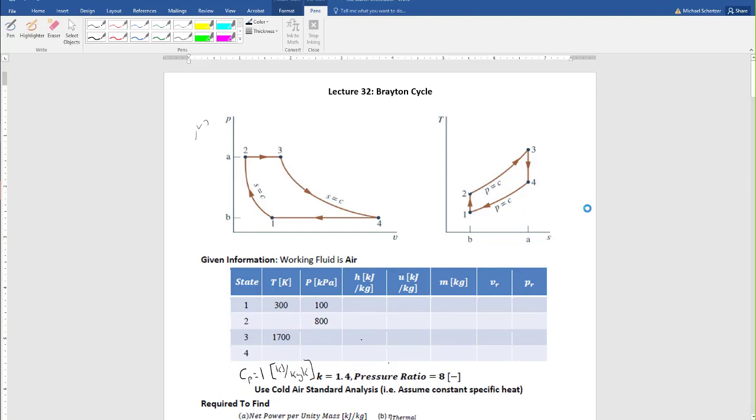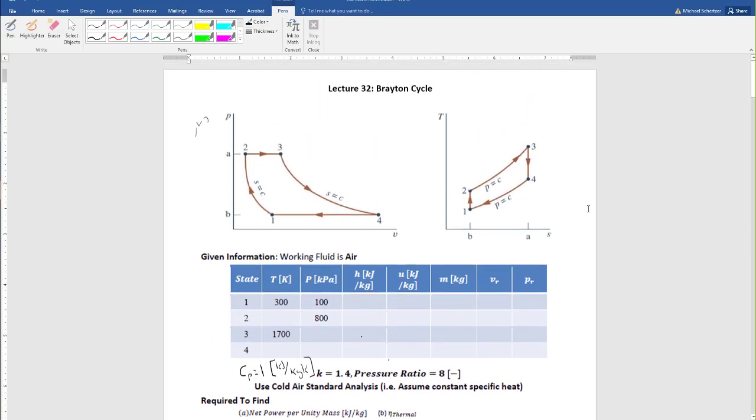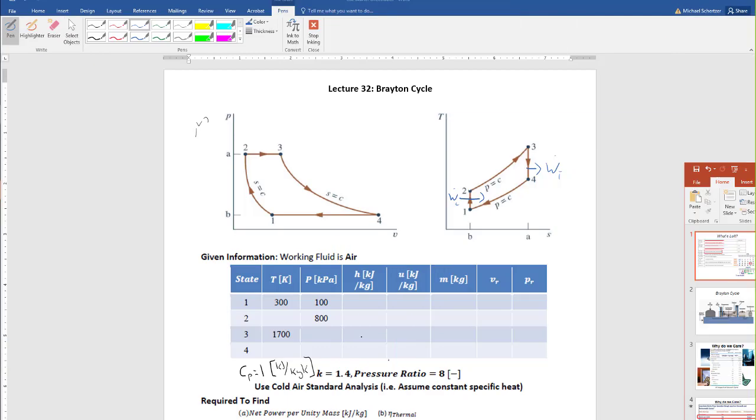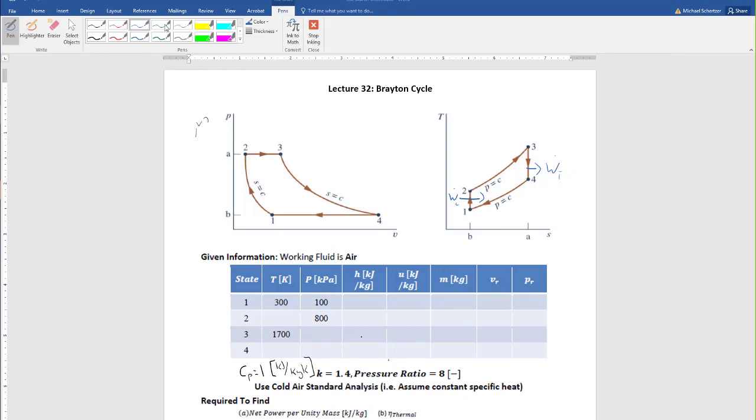Here we go. Right, so here we have a Brayton cycle. So this is our Brayton cycle, and we have power coming in here at our compressor, power coming out here at our turbine. I'm just going to move this over here. We have heat going in over here. This would be our combustor, and this would be our rejected heat.